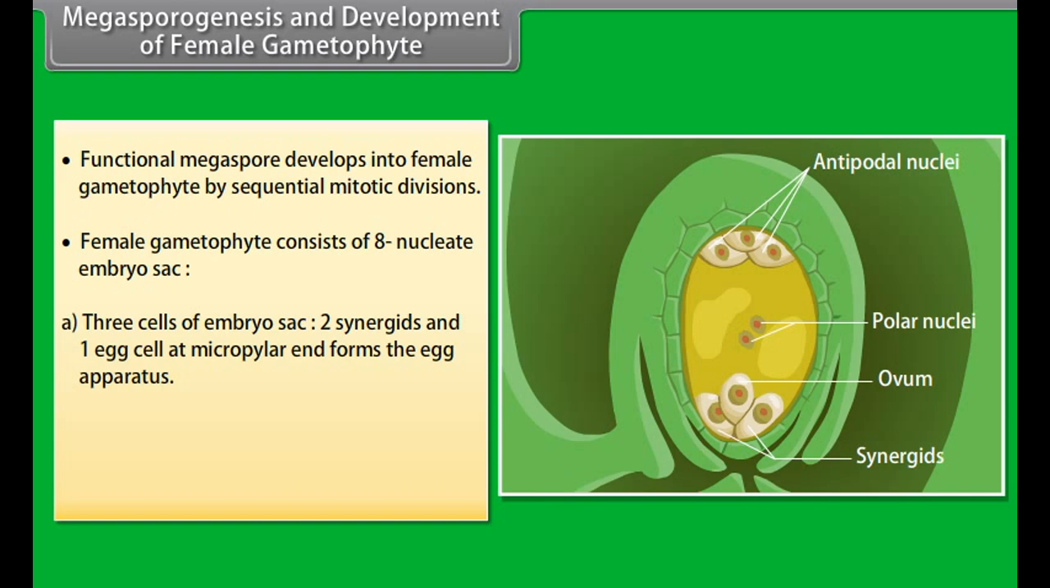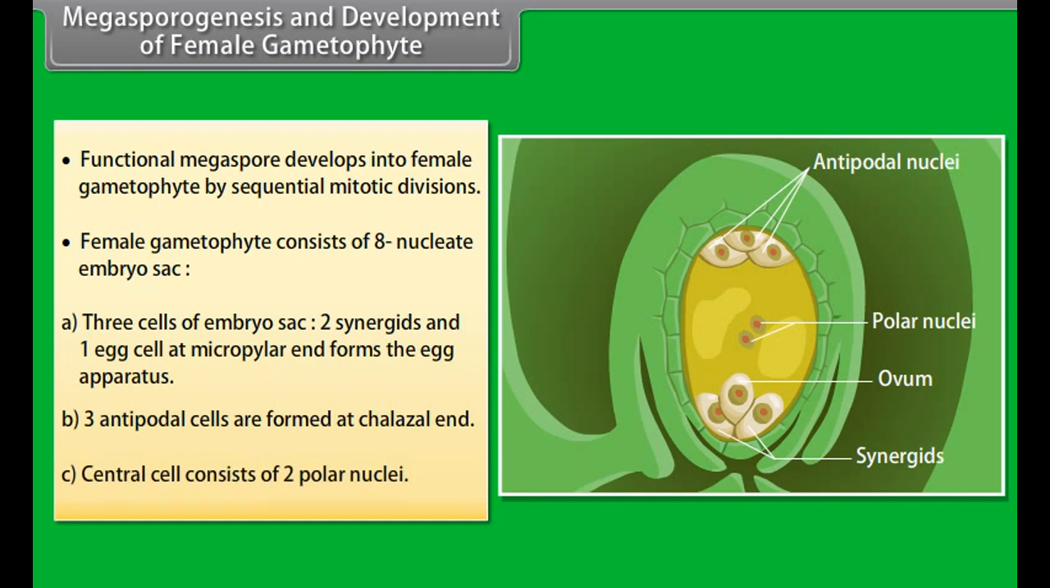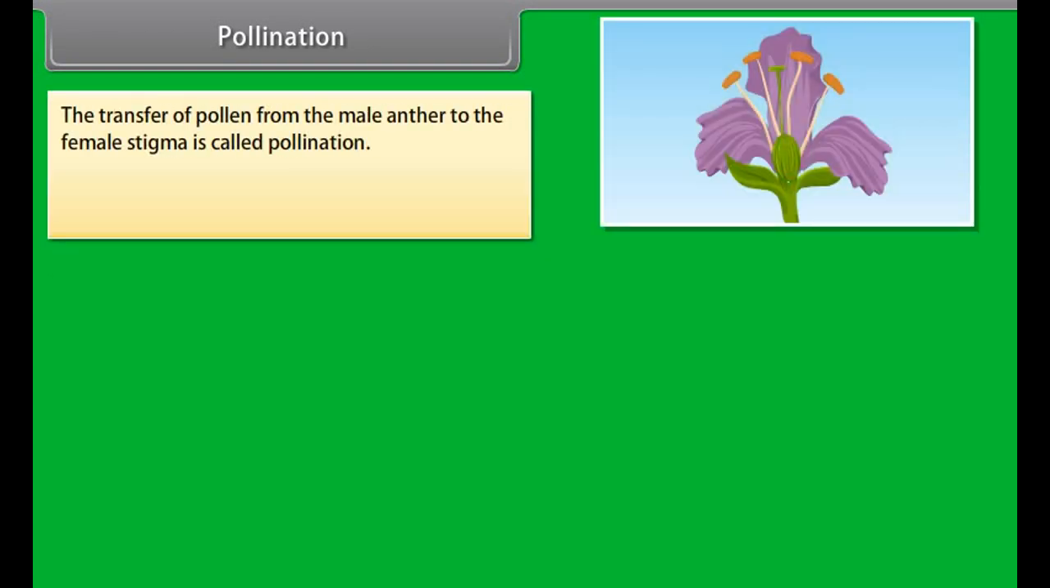A. 3 cells of embryo sac, 2 synergids and 1 egg cell at micropylar end, form the egg apparatus. B. 3 antipodal cells are formed at chalazal end. C. Central cell consists of 2 polar nuclei. Pollination. The transfer of pollen from the male anther to the female stigma is called pollination.